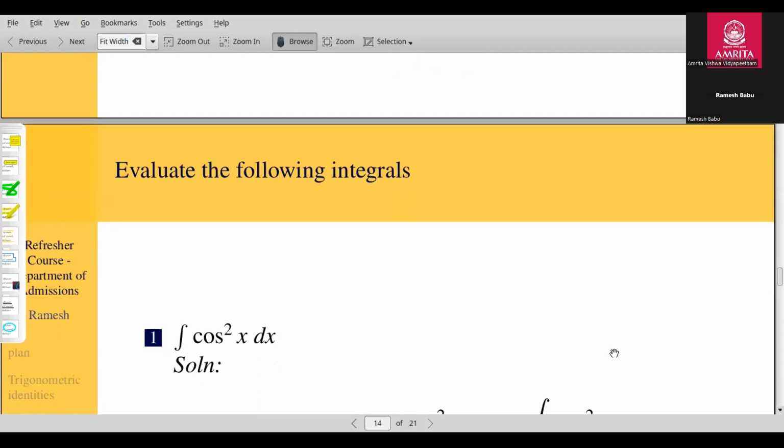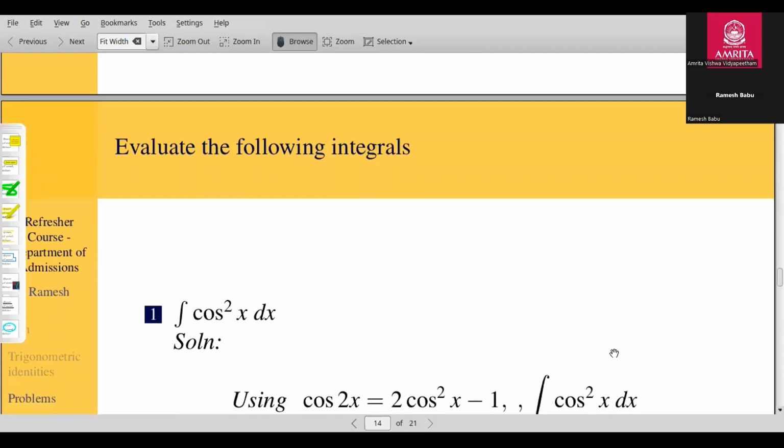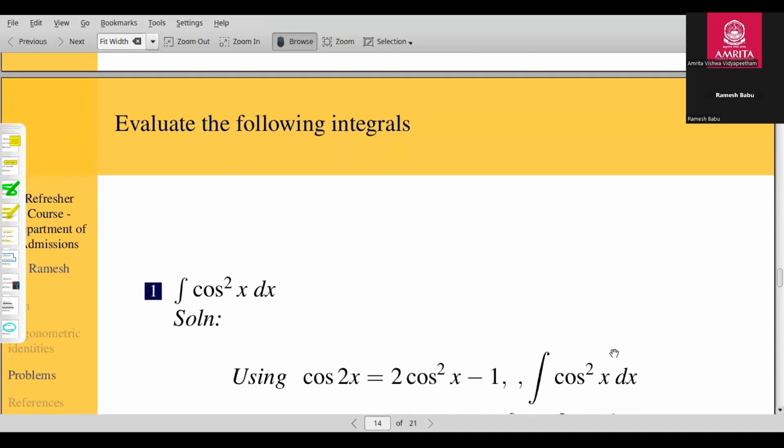This is a simple problem, but I have to identify this identity carefully. So I want to integrate cos squared x into dx. What is cos squared x? I know the identity: cos 2x is equal to 2 cos squared x minus 1. That identity I don't know. So how can I get cos squared x, sir? Cos squared x can be written as 1 plus cos 2x by 2. So I can use this identity.